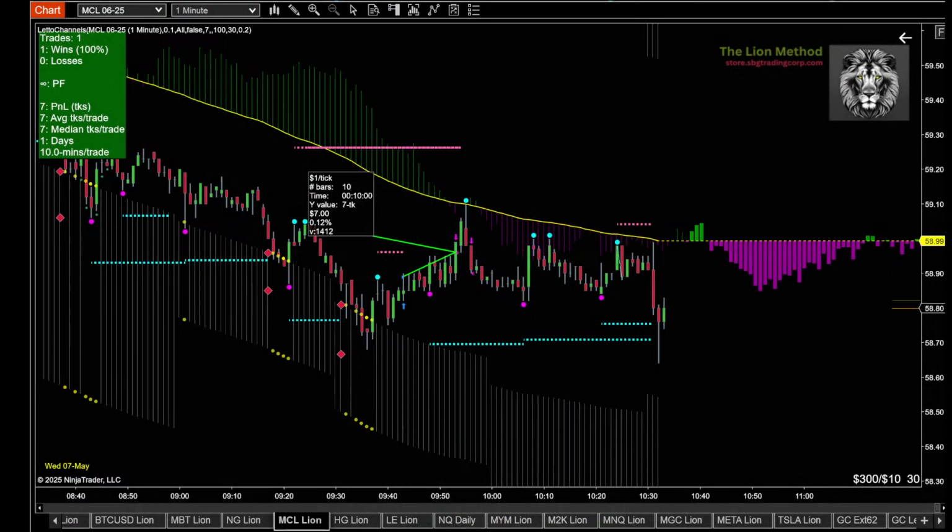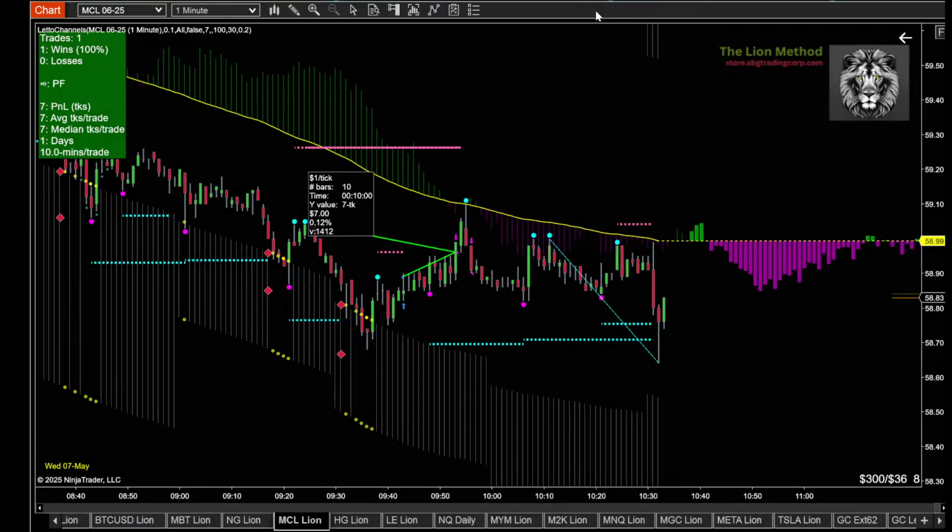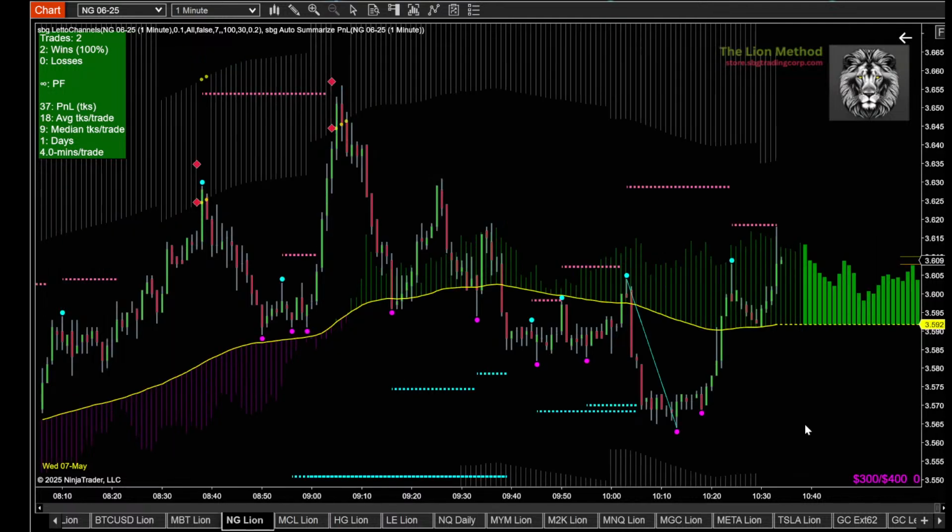So the news came out, 10:32 right now. Petroleum status report released. Crude's doing a little move. If it doesn't get oversold or overbought, it's not going to be something I trade. Nat gas could be a trend trade here.